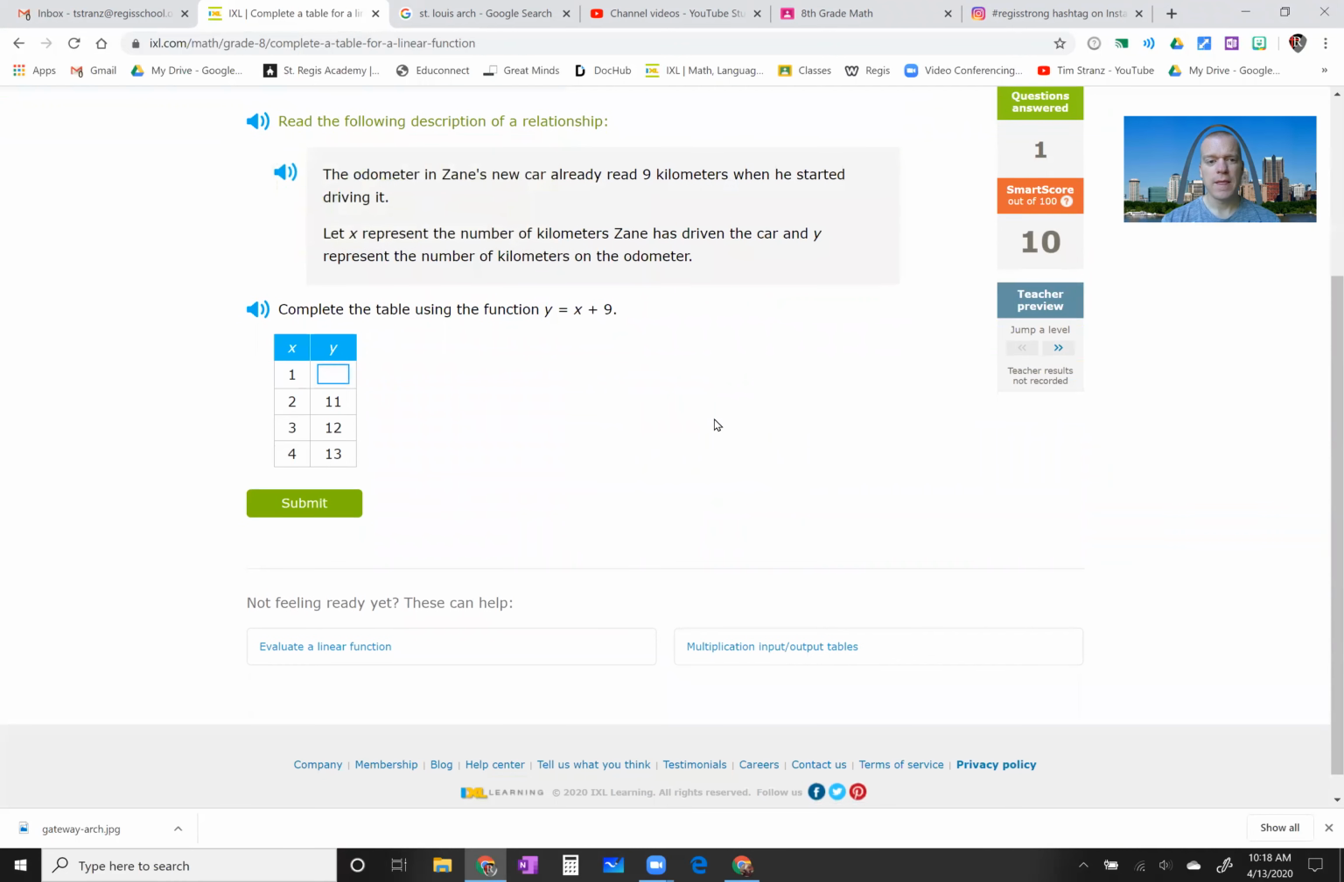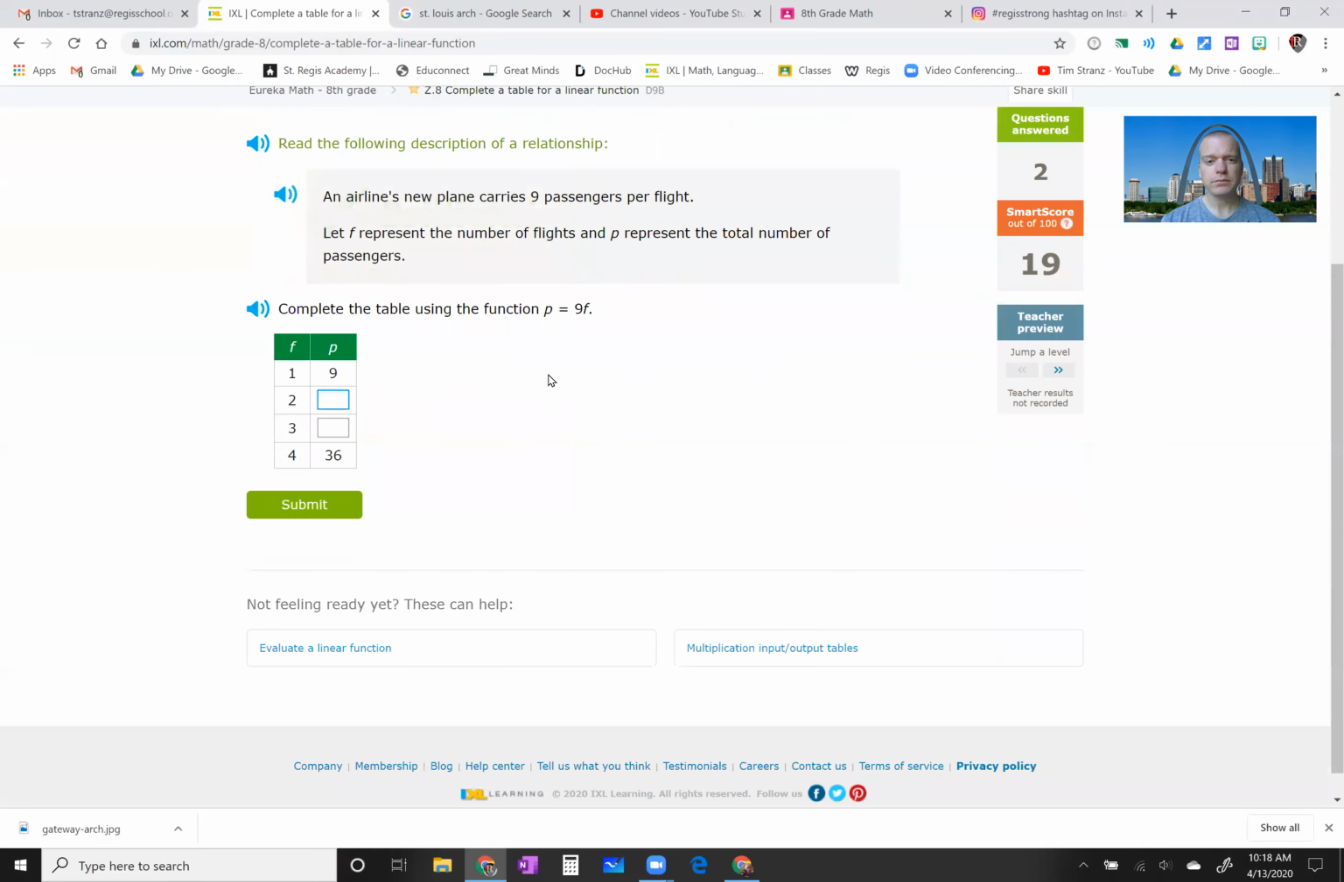Let's look at another one. Your function is y equals x plus 9. So y equals your x plus 9. So plus 9 would be 10. There you go. Let's look at one more.